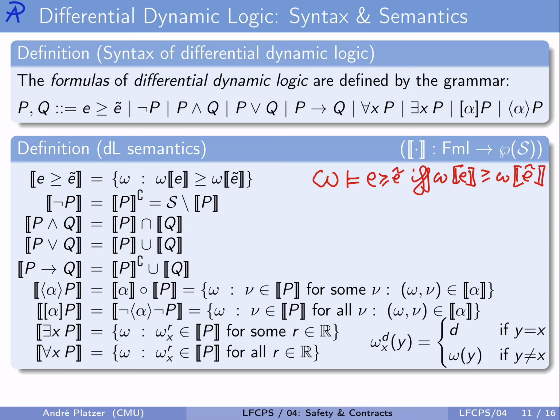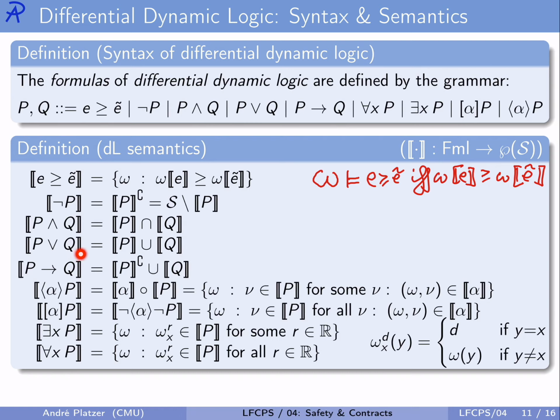Likewise, for the not operator, the meaning of not P is that it's true in this set of states, which is defined as the complement of the set of states in which P is true, which is just all the states, and we delete out the states in which P is true. The set of all states where P and Q is true is the set of all states where P is true intersected with the set of all states where Q is true, because these are precisely the ones in which both P and Q is true.